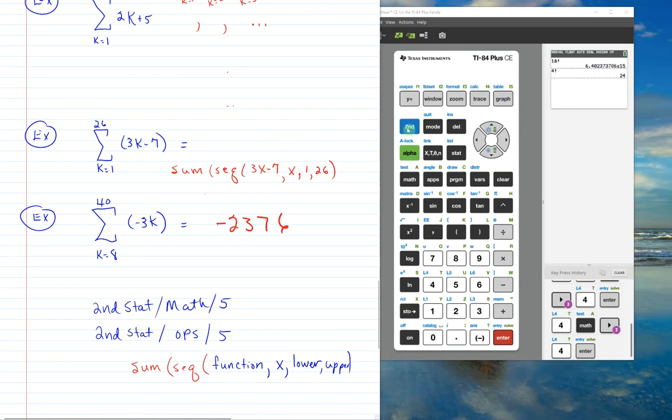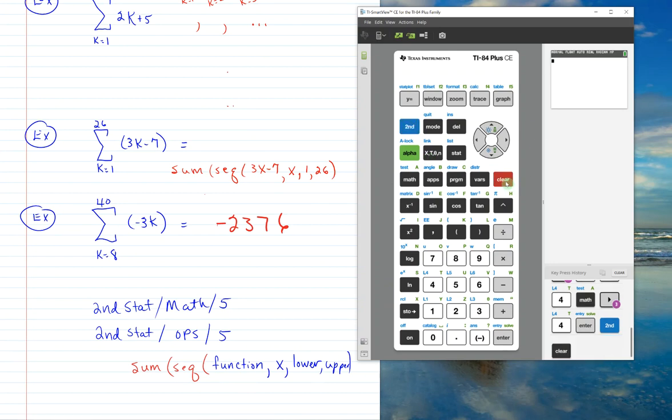So if we did second, let me just clear this so we're not looking at anything else. Second and the stat key, and then we go over to math and choose number 5 because we're looking for sum. So we'll hit sum, and we're telling it we want the sum of a sequence. And then we'll do second stat again, and we will go to ops, operations, and we will choose 5 for sequence. And so on this calculator, it's the newer one, and so all you have to do is put the expression here.